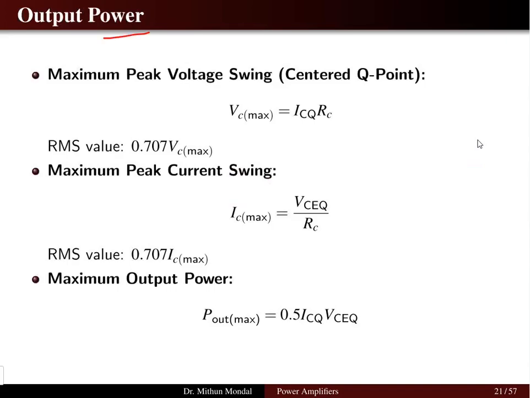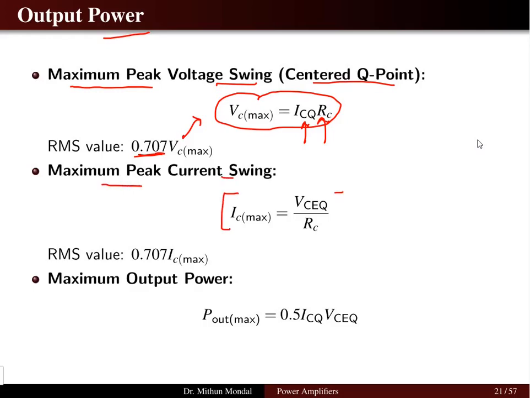When we talk about the output power, we saw that the transistor has to operate at the center of the Q point. The maximum peak output voltage swing in that case will be equal to the saturation collector current multiplied by the collector resistor. If we want to calculate the RMS value, we multiply by 1 over root 2, which is 0.707, times the maximum value. The maximum peak current swing is equal to the collector to emitter voltage divided by the collector resistor at the Q point. Again, the RMS value is 0.707 times the maximum.